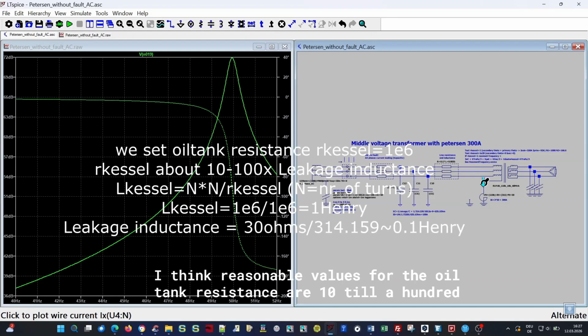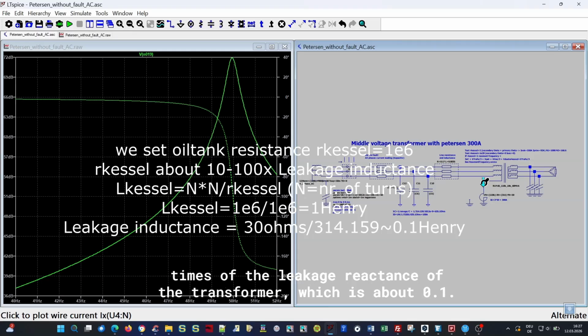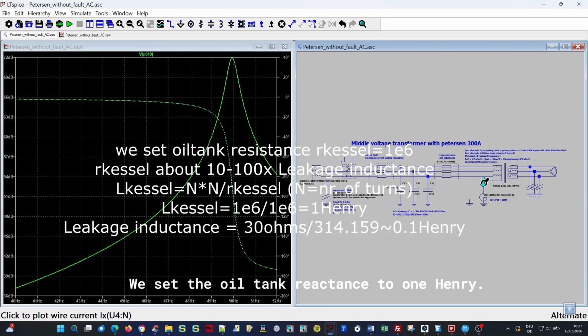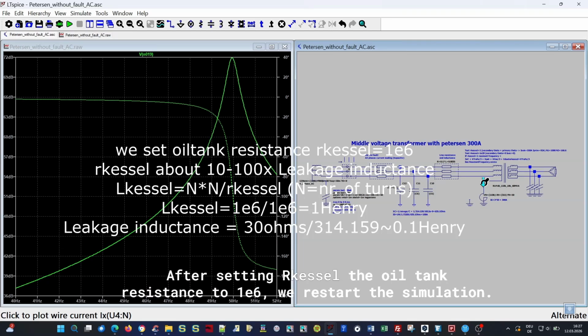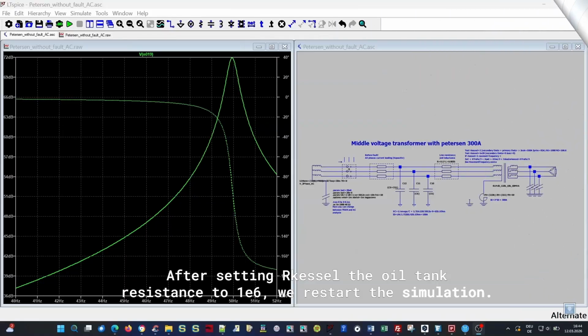I think reasonable values for the oil tank reactance are 10 to 100 times the leakage reactance of the transformer, which is about 0.1 Henry. We set the oil tank reactance to 1 Henry. After setting the oil tank resistance to 1E6, we restart the simulation.